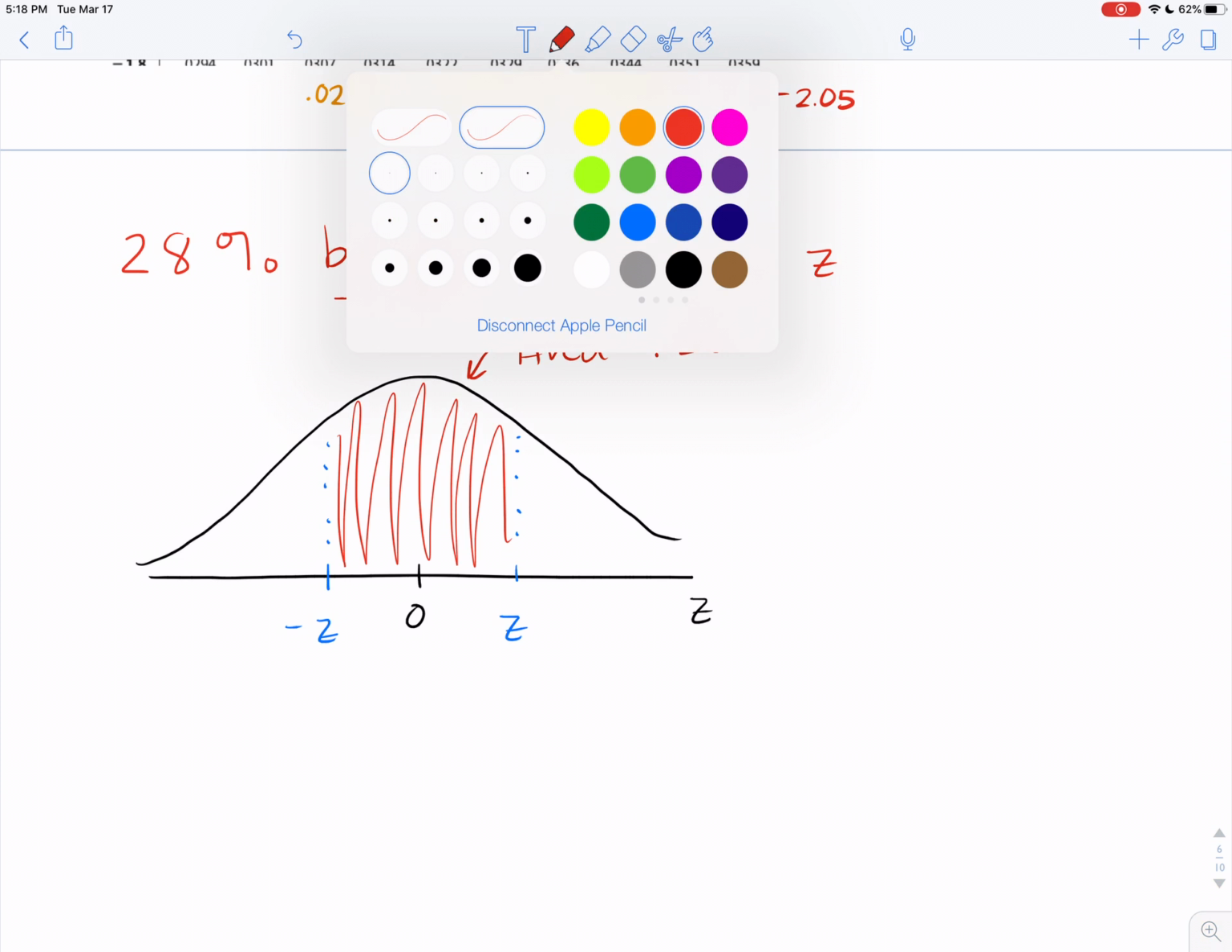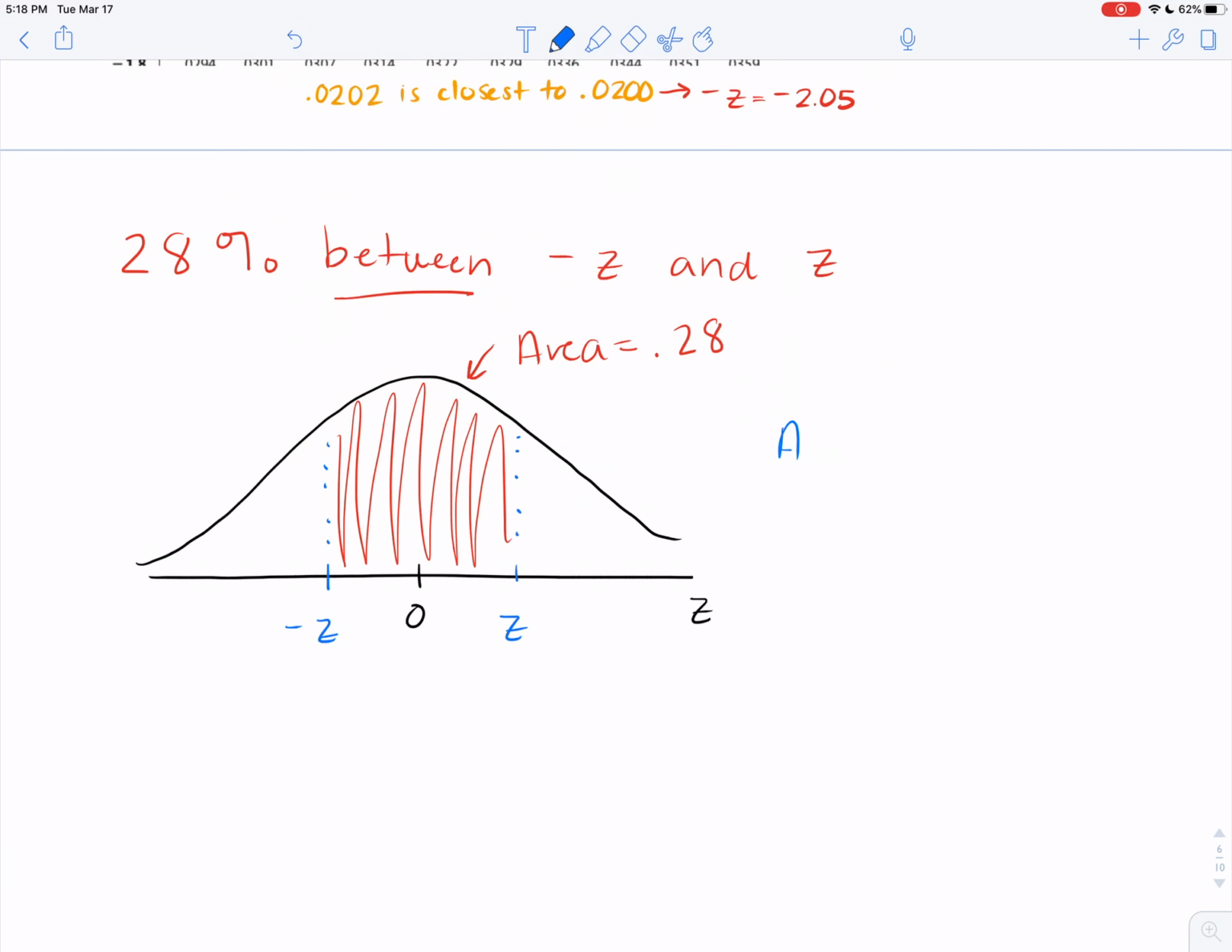So if I'm going to go to my table, I need to convert this to an area left. With the area in between, I do that by subtracting from 1 and dividing by 2. So again, I'm going to take that area in between that's given, convert it to an area left, subtracting from 1 and dividing by 2. And that area left is what I'm going to use to find z.